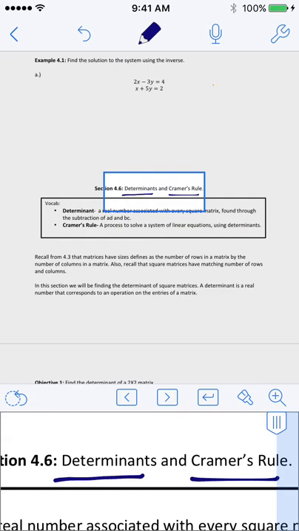And they throw row ops out the window. They are so much easier. I've been waiting for this day. I love determinants. They're so easy to do, and they make row ops pretty much obsolete. So if you've been struggling with row ops, you're going to like today. So let's start with what a determinant is.